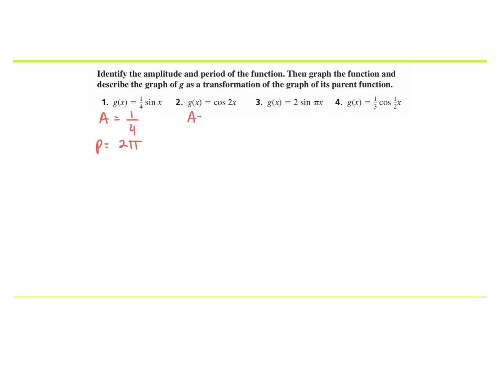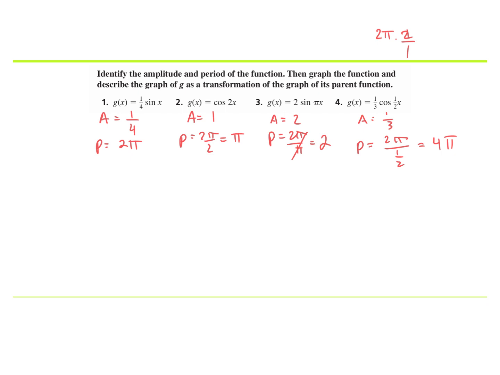The amplitude for this one is 1. The period is 2 pi over 2, so just pi. This third one, the amplitude is 2. This period is 2 pi over pi, so it's just 2. The amplitude here is a third. The period is 2 pi over a half, so that's 2 pi divided by a half. Keep, change, flip, so it's going to be 4 pi.